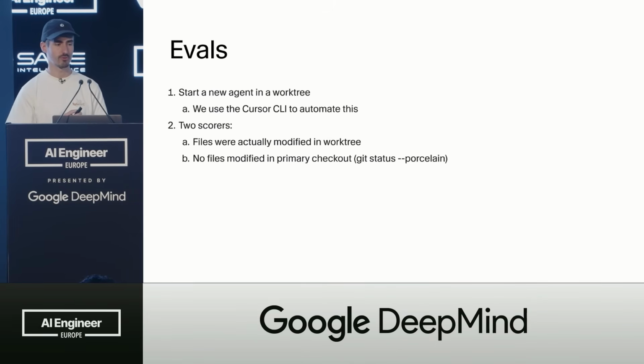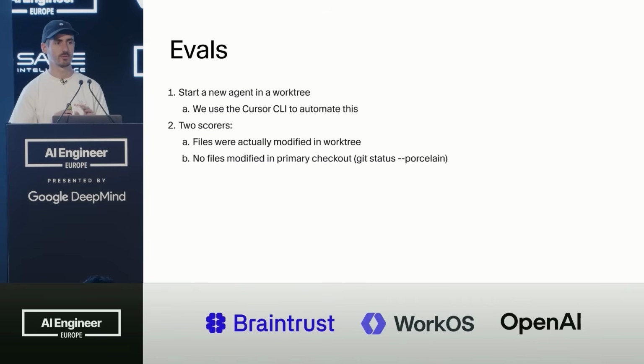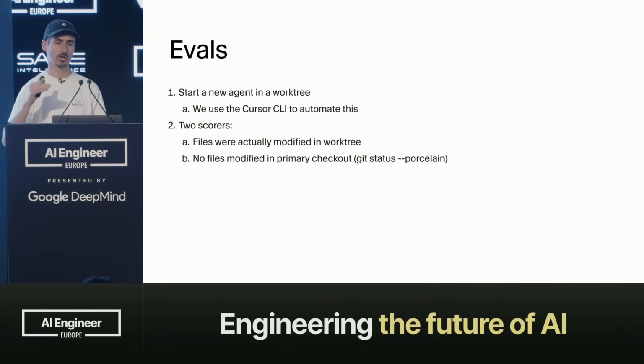If you use something like BrainTrust, and shout out to BrainTrust, they've been super helpful, writing these kinds of evals is actually super, super easy. You don't have to know almost anything about evals, and you can just prompt the agent, it'll do everything for you. Effectively, what I'm doing is I spin up the Cursor CLI. It's headless, so it's great for evals. And then I have two scorers. One that checks to see if the model did any work in its work tree as expected, and then another one, which is the reverse of that: did the model do any work in the primary checkout where it shouldn't be doing any work?